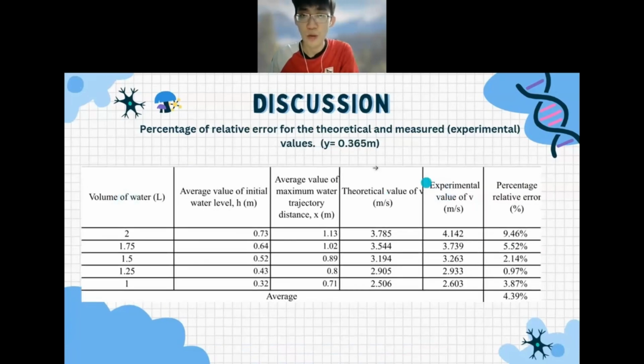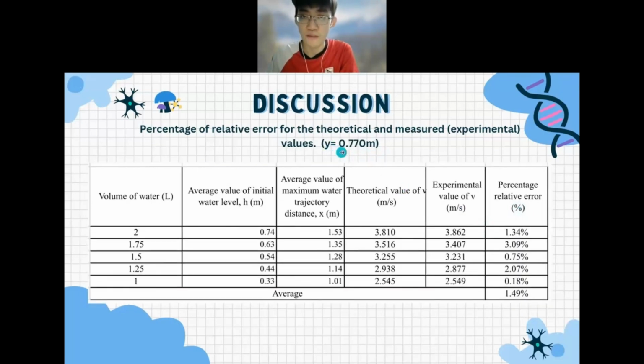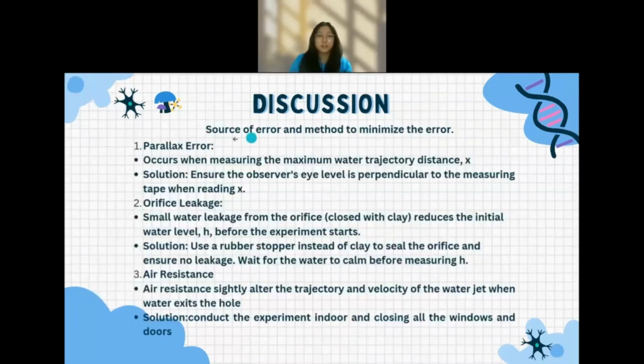As the results show, when y equals 0.365, it has the highest percentage of relative error, followed by y equals 0.560, and when y equals 0.770, it has the least percentage of relative error, which is only 1.49%. The last discussion is the sources of error and methods to minimize the error.